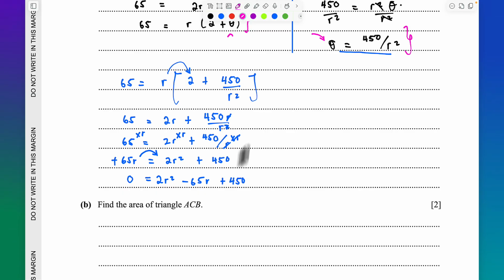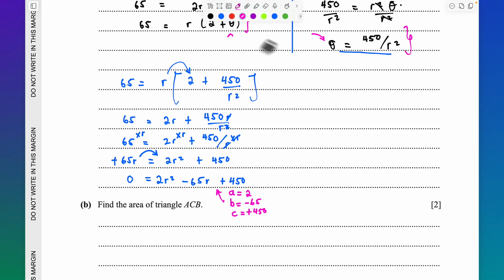And at this stage, I like to go traditional, right? Traditional tells me that I need the a for this equation, which is the constant on the r squared expression, which is 2. I need the b, which is negative 65. I need the c, which is positive 450.